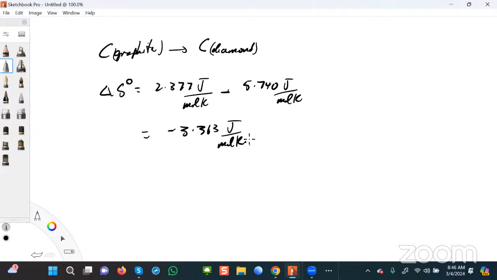And remember, this is a common error that students tend to make. Remember to multiply the respective entropy values by their coefficients, right? While you're doing that calculation.